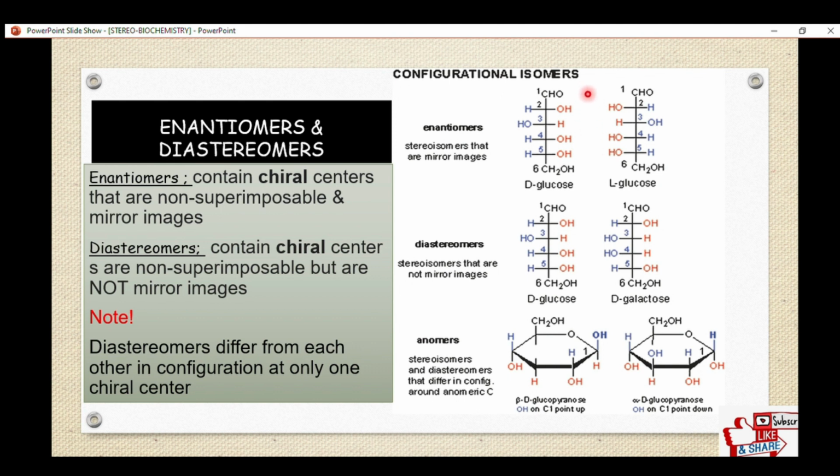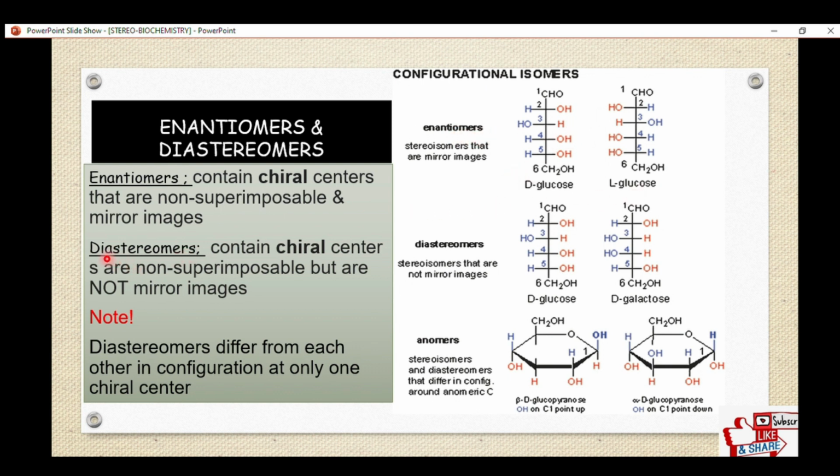For instance, when we draw a straight line here, we can see that OH here, we have OH here too, we have hydrogen here, we have hydrogen here, we have OH here, we have OH, the same thing. Okay, so this is a mirror image of this one, and when you place this on this, that means the OH here is going to be here, and it's not superimposable. Okay, that means it's not going to fit. All right, so that's an enantiomer. Okay, that's an enantiomer for you.